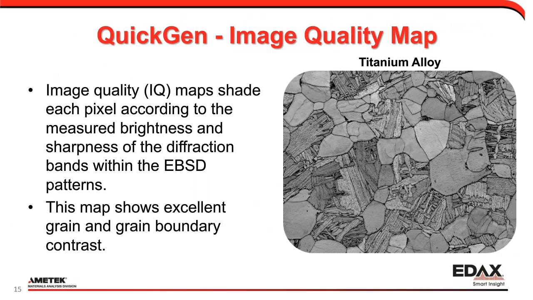The next output on the QuickGen bar is the image quality map. This is another very popular map we see, where the brightness and sharpness of the diffraction pattern is translated into the contrast of the image quality map. So this generally shows very nice grain and grain boundary contrast. And this is an example from a titanium alloy. You can see the lath within some of the grains. You can see the grain boundaries. You can sometimes see plastic strain. You can see phase contrast. So you can get quite a bit of information from an image quality map that looks a lot like a traditional metallographic micrograph.